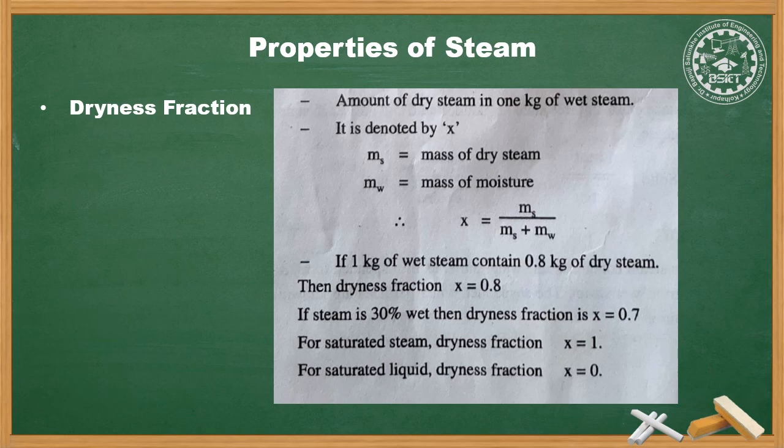If 1 kg of wet steam contains 0.8 kg of dry steam, then the dryness fraction X is equal to 0.8. If steam is 30% wet, then the dryness fraction is 0.7. For saturated steam, the dryness fraction X is equal to 1, and for saturated liquid, the dryness fraction is equal to 0. Superheated steam does not have a dryness fraction.